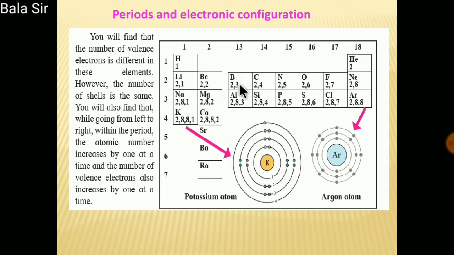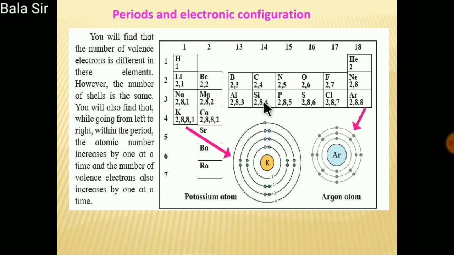Similarly in group 3, 3, 3, group 4, 4, 4. So you will find that the number of valency electrons is different in these elements. However, the number of shells is the same. You will also find that while going from left to right within a period, the atomic number increases one by one. So you can see here 2, 1, 2, 2, 2, 3, 2, 4, 2, 5, 2, 6, 2, 7, 2, 8. So here from left to right the atomic numbers are increasing one by one.